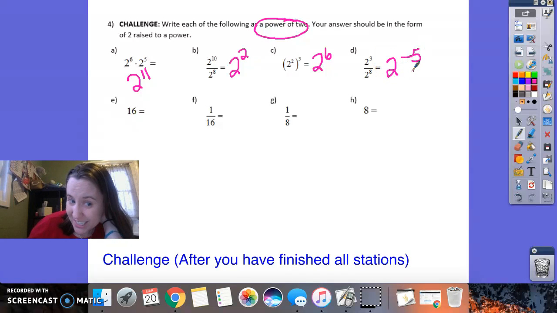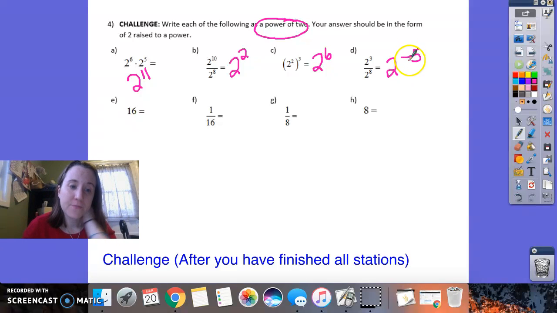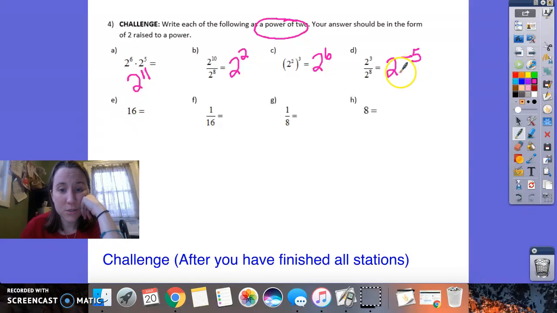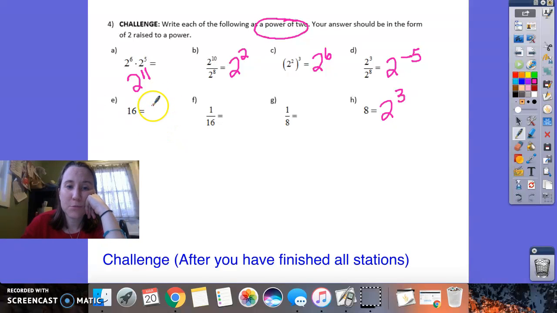And then they get more interesting. 16, if we're thinking of powers of 2. 2 squared, or 2 to the 2nd power, is 4. 2 to the 3rd power, 2 times 2 times 2, is 8. So I just answered H. And 2 to the 4th power, 2 times 2 times 2 times 2, is 16. And then if we're thinking about negative exponents, then 1/16 would be 2 to the -4th power. And 1/8 would be 2 to the -3rd power.